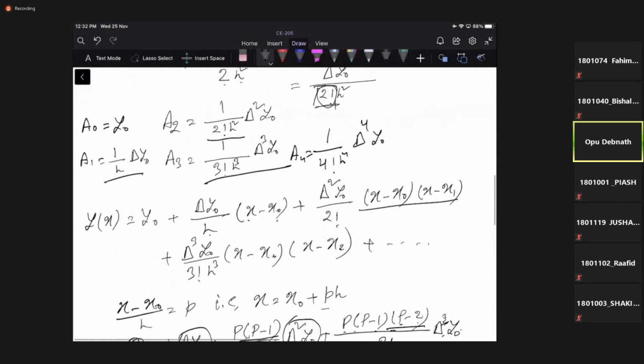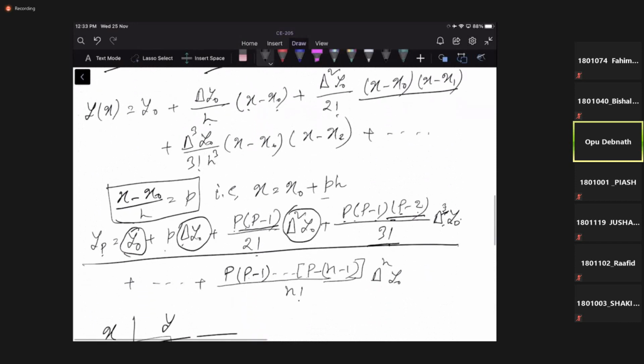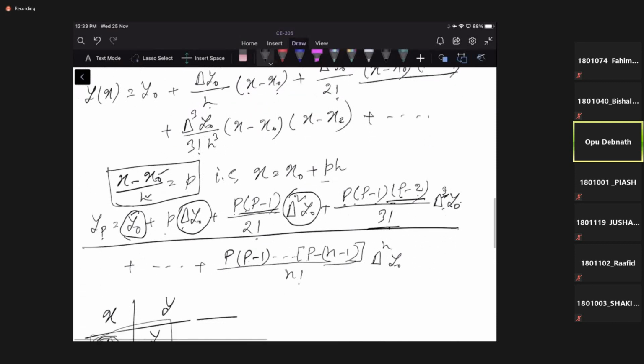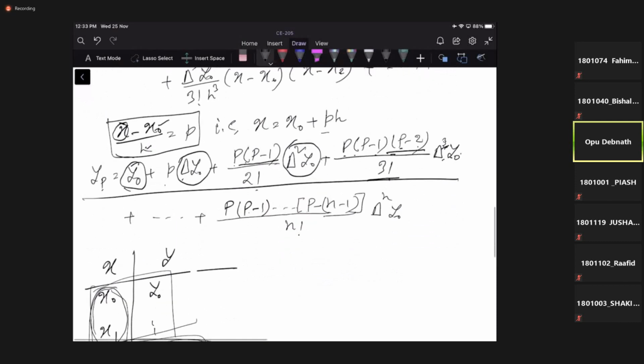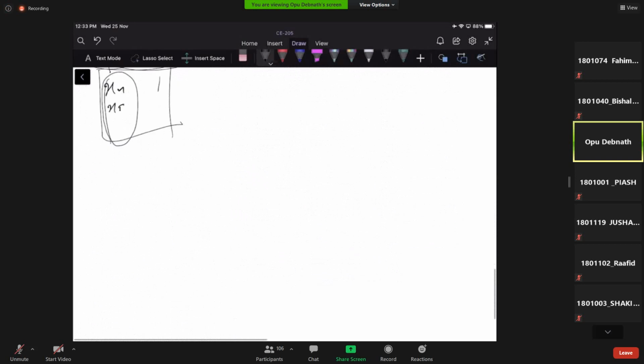And for all of these equations, one thing you need to remember: here p is equal to (x minus x0) divided by h. Here x0 is the first value of this data set. h is the equal interval, that means the difference of any two consecutive values. This is the interval. And x, what is x? x is nothing but the required value. That means suppose you are required to find the value for an intermediate one. That will be the x. Let's start an example.